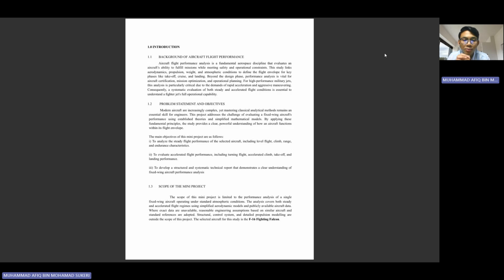The objectives of this project are first to analyze the steady flight performance of the selected aircraft, second to evaluate the accelerated flight performance, and third to develop a structured and systematic technical report that demonstrates understanding of fixed-wing aircraft performance. The scope of this mini project is limited to the analysis of a single fixed-wing aircraft operating under standard atmosphere, and the analysis covers both steady and accelerated flight with simplified aerodynamics and publicly available aircraft data.